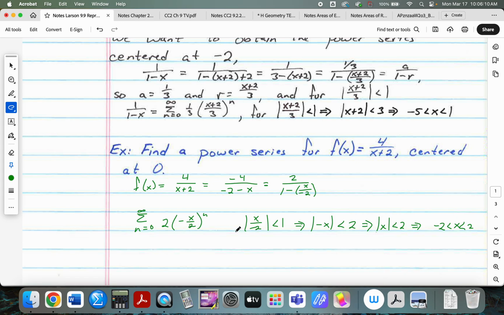On the AP exam, they're not real big on making you jump through a lot of hoops with these, but you do need to recognize these, because if you can recognize these, it's a lot faster to do this than it is to try and generate it by doing a whole bunch of derivatives.